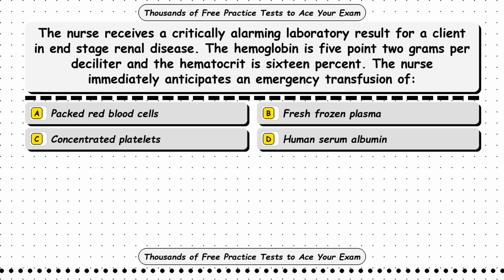Question 160. The nurse receives a critically alarming laboratory result for a client in end-stage renal disease. The hemoglobin is 5.2 grams per deciliter and the hematocrit is 16%. The nurse immediately anticipates an emergency transfusion of option A, packed red blood cells. Option B, fresh frozen plasma. Option C, concentrated platelets. Option D, human serum albumin.